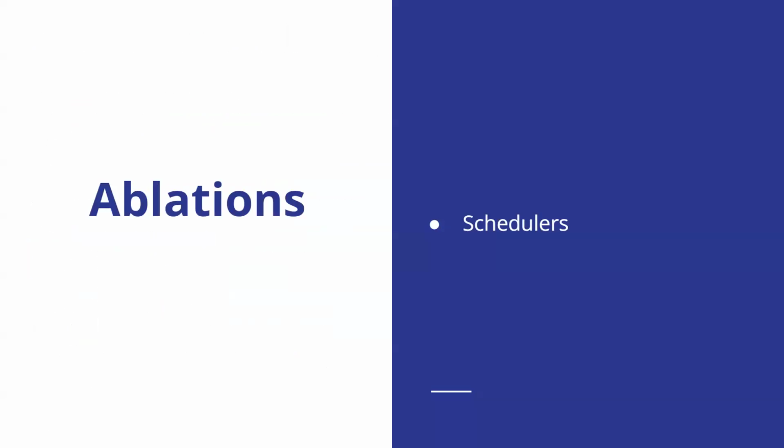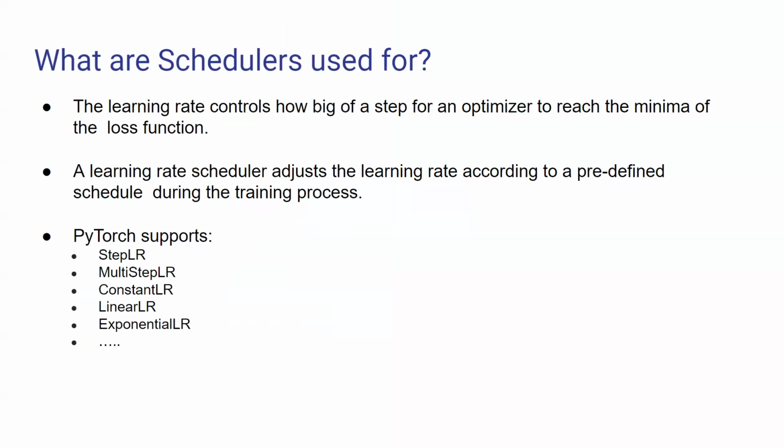So next we'll be covering schedulers and learning rate. So what are schedulers for? Schedulers control your learning rate over the training process, right? The learning rate is an important parameter because it's one of the factors that go into how big of a step your optimizer takes. And this affects not only how fast or how slow you train, but also what kind of minima you converge to.